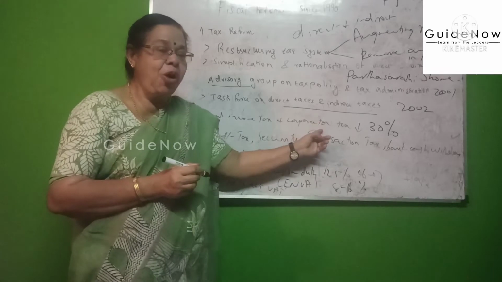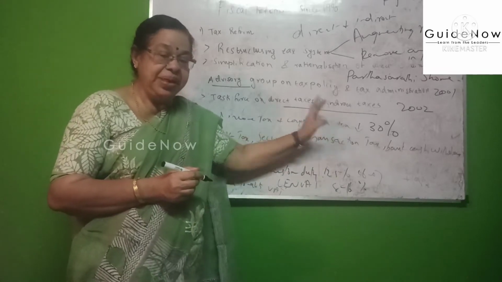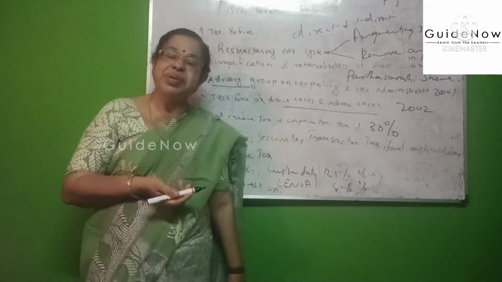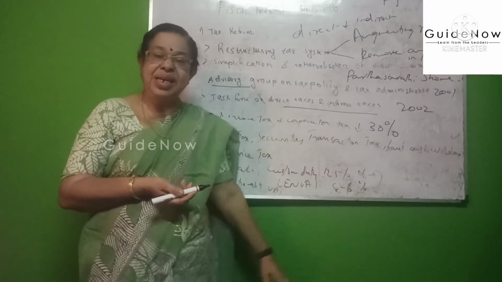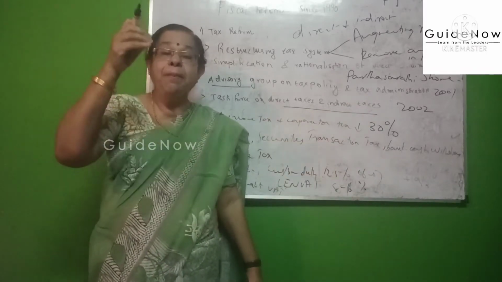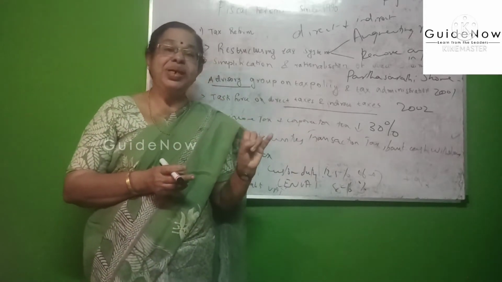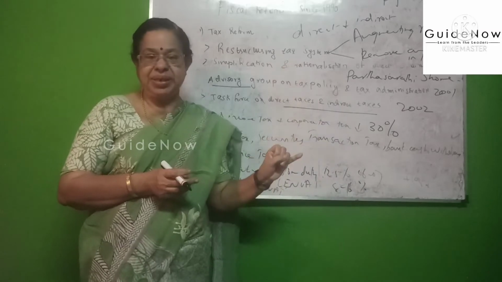One is the profit or income of the companies, and another is the income of the individual, which is the income tax. Both tax rates were reduced or brought down to 30%. This is one of the important recommendations of these committees.